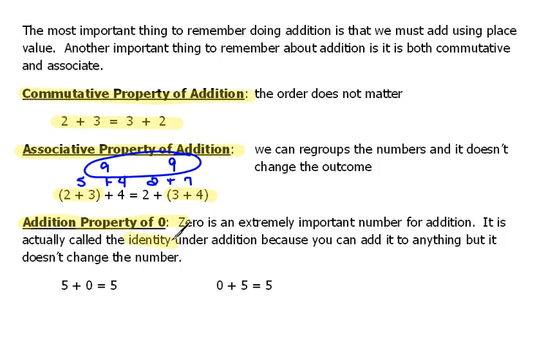So, for instance, like we have two examples here. 5 plus 0 is 5, or 0 plus 5 is 5. 0 is what you add to something, and it doesn't change it. So remember, 0 is called the identity, and that is called the addition property of 0, meaning you can add it to anything and it doesn't change it.